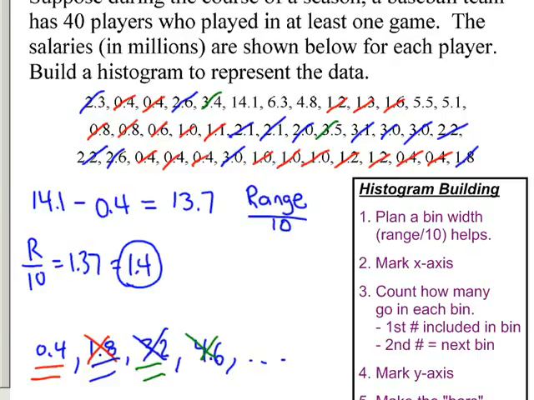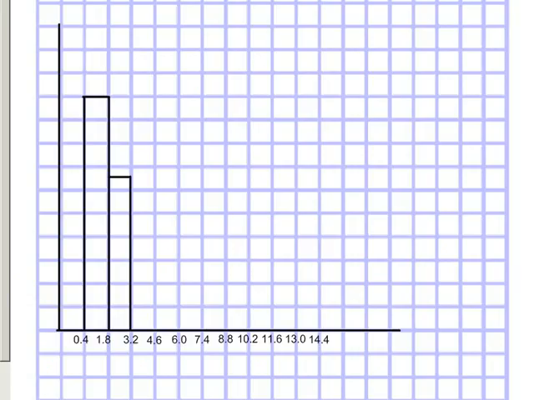So that's it. I just need to go back and this is going to be a pretty small bin, and it's only 2 people in that bin. So from 3.2 to 4.6, 2 would only be right up to here. Again, going by 2s, I'll draw my bin, and there's my bin.